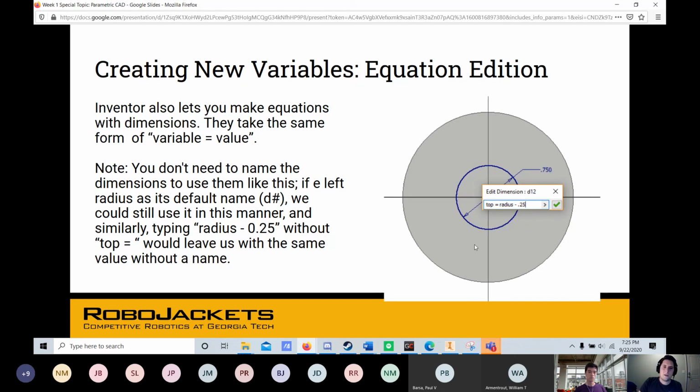That does get a little clunky, and it's honestly a lot better for you to understand what's going on here. And just like in programming, it's very nice to have variable names that actually reference what they physically are. So if you're saying radius minus 0.25, that radius better be the radius of this guy, right?